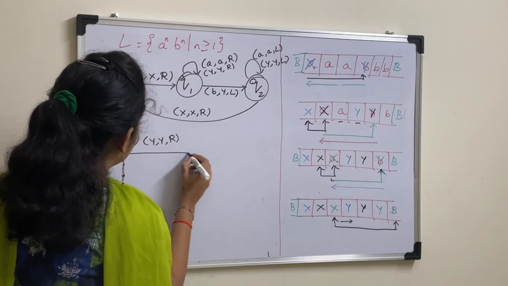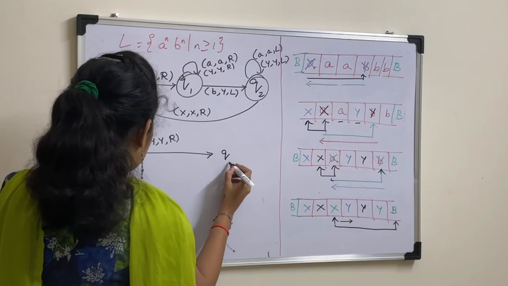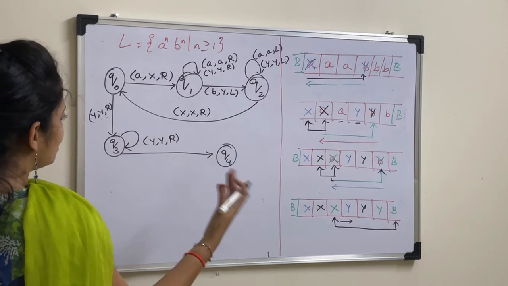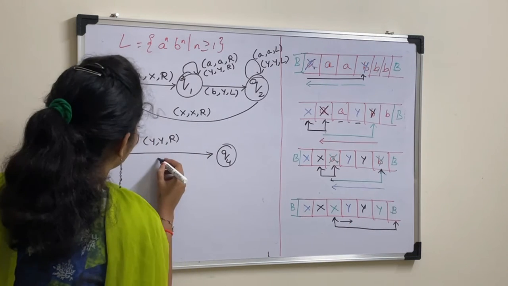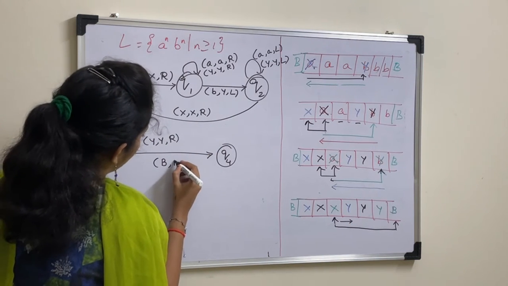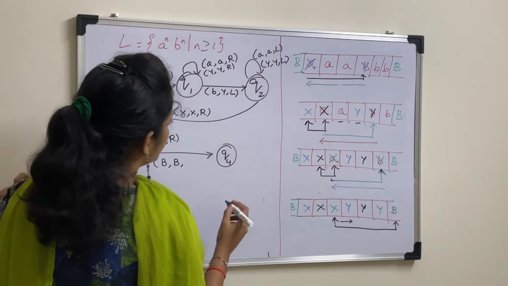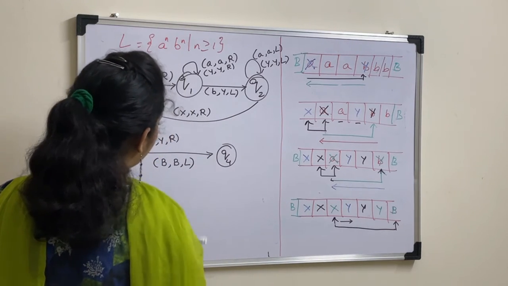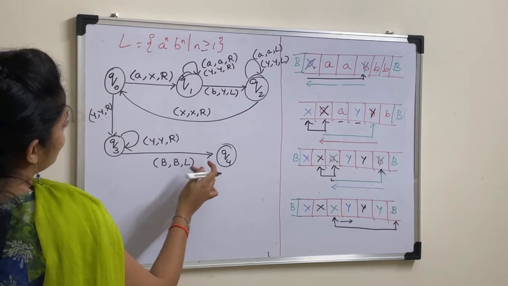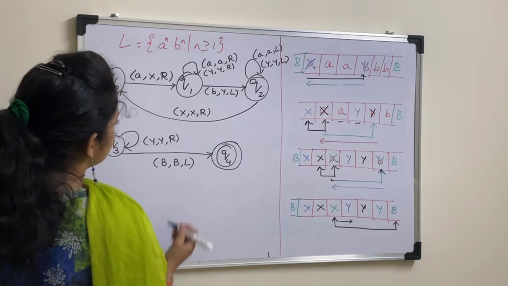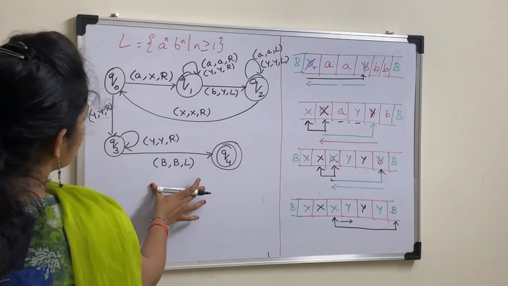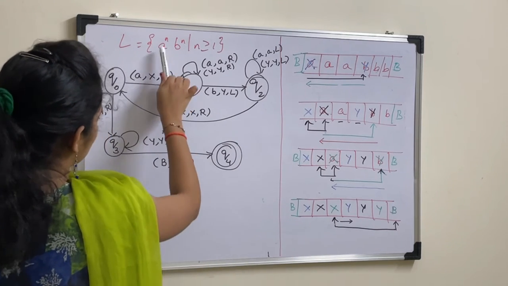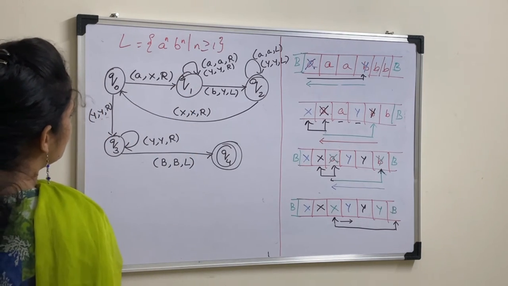And finally, you'll repeat this until you reach the blank space. When you get the blank space, leave that blank space as it is and move towards the left side. So this Q4 is your final state. This is how we need to draw a transition function for this given logic, or for the given language A power n, B power n.